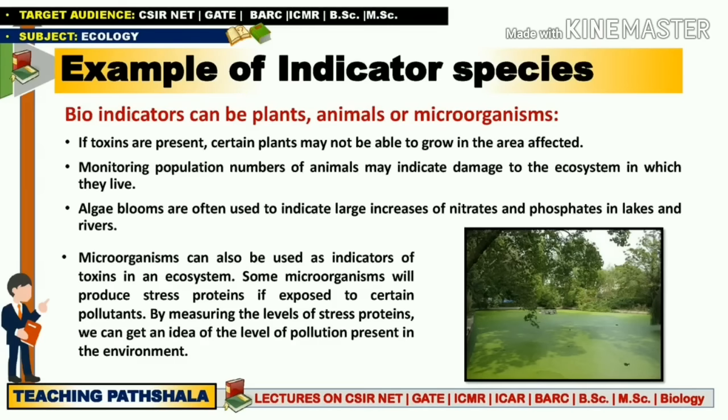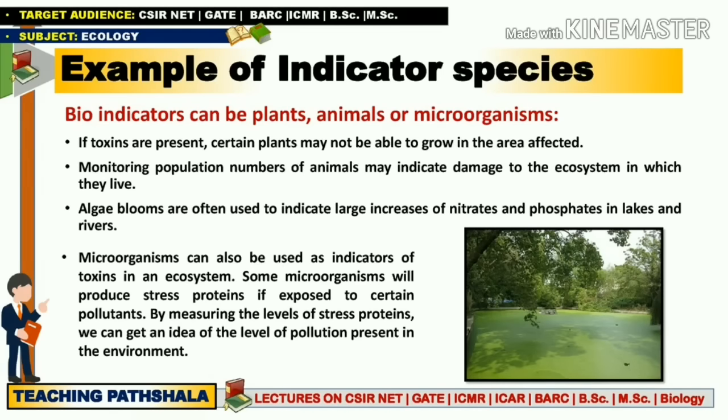So they are indicating the level of nitrate and phosphate. The higher the level of nitrate and phosphate in a water body, the more the growth of algal bloom in that particular water body. So again their growth is indicating the adverse condition, that is, the high level of nitrate and phosphate in that water body.